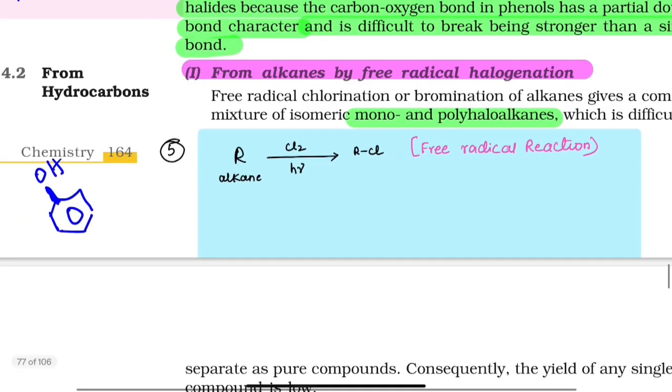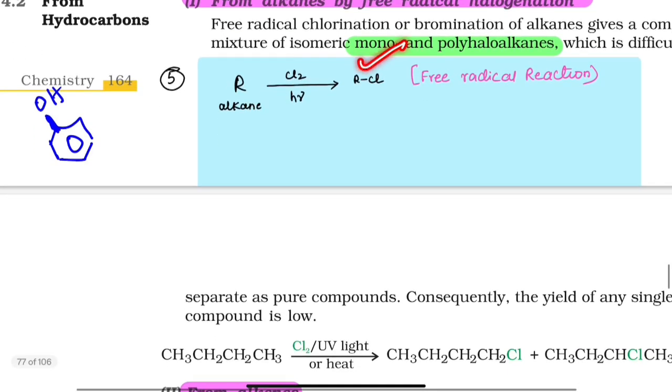So next is preparation from hydrocarbons, from alkanes by free radical halogenation. That is, you take an alkane in the presence of chlorine and in the presence of UV light. It is a free radical reaction. You can see hydrogen will be replaced with chlorine. So you can get monohaloalkanes or polyhaloalkanes. Mono means only one halogen is attached. Polyhaloalkane means more than one halogen can be attached to the alkyl group.